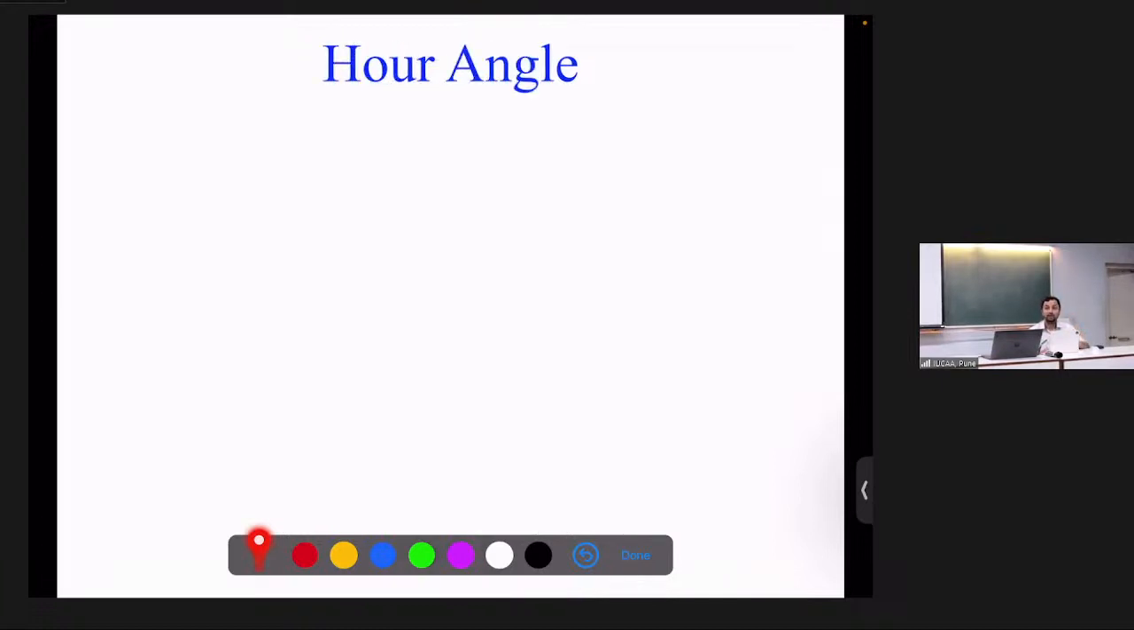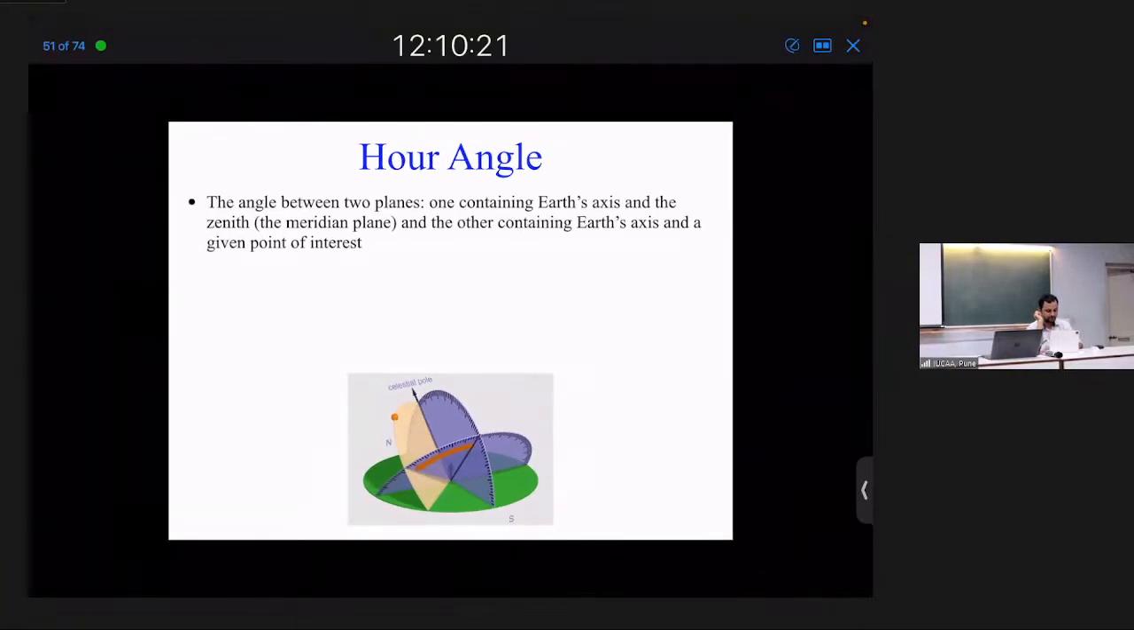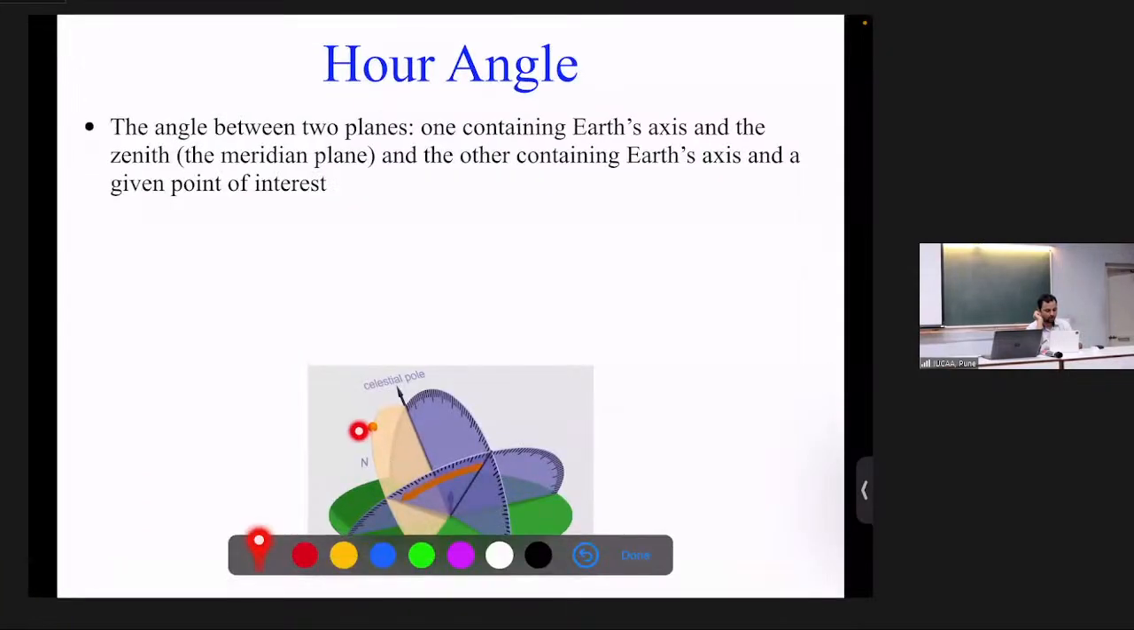Okay, now this is called our angle. Alright. The angle, first of all, it is an angle. So there are usually two planes. If it is an angle, you need two planes. So the angle between two planes: one containing Earth's axis and zenith, which is the meridian, and the other containing Earth's axis and a given point of interest. So, suppose you are interested in this position here.